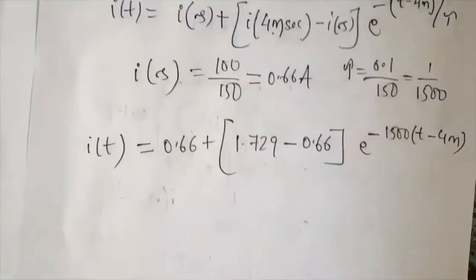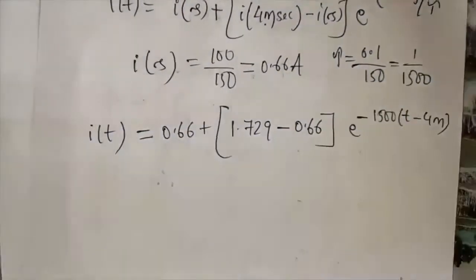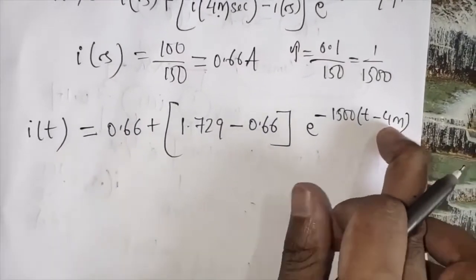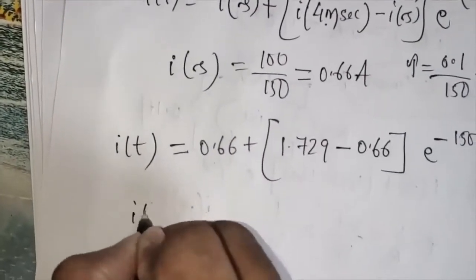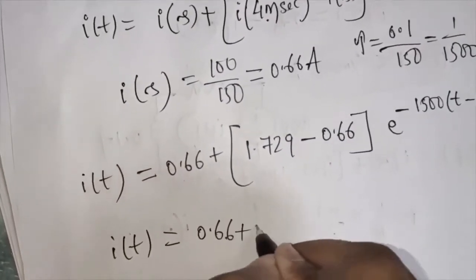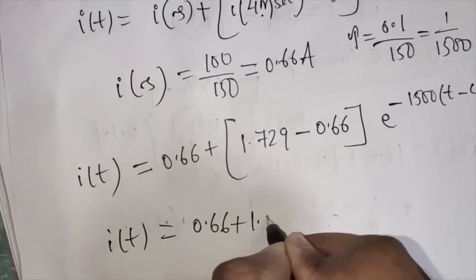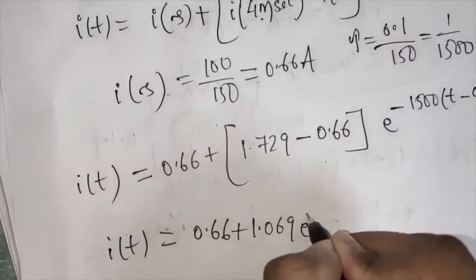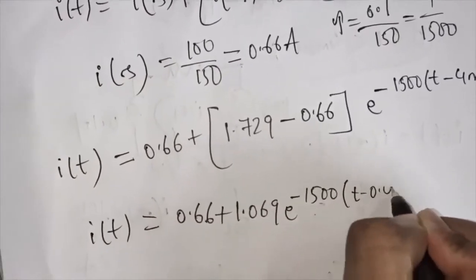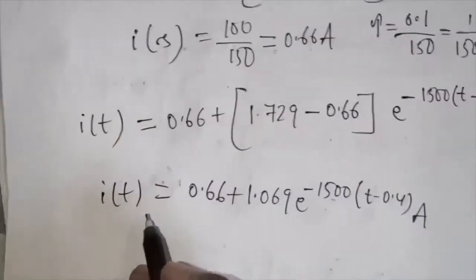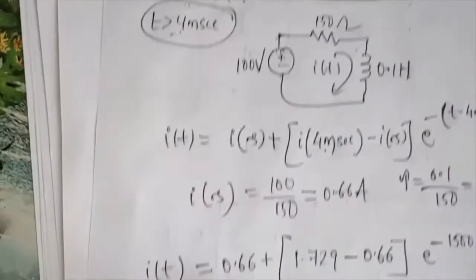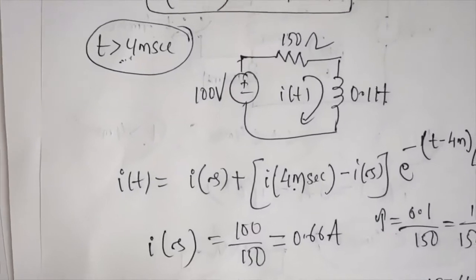So on simplification, this expression becomes, 4 milli I can write as 0.4. So it is I of t is equal to 0.66 plus 1.069 e power minus 1500 into t minus 0.4. This is the expression of current during the interval t greater than 4 milliseconds.